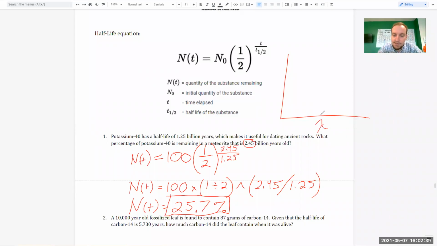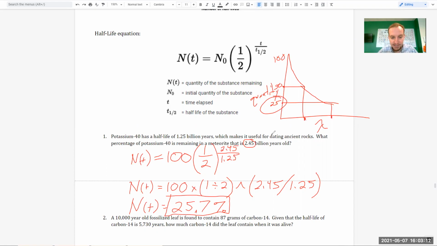My half-lives, and this is my quantity or abundance. So if I start at 100% and I go to 1 half-life, that would go to 50, so right about there. Then if I do another half-life, it'll go from 50 down to 25, right, which would be right there. Okay, so meaning if I do 2 half-lives, we should be about 25. Notice my answer is 25.7. So that makes a lot of sense.